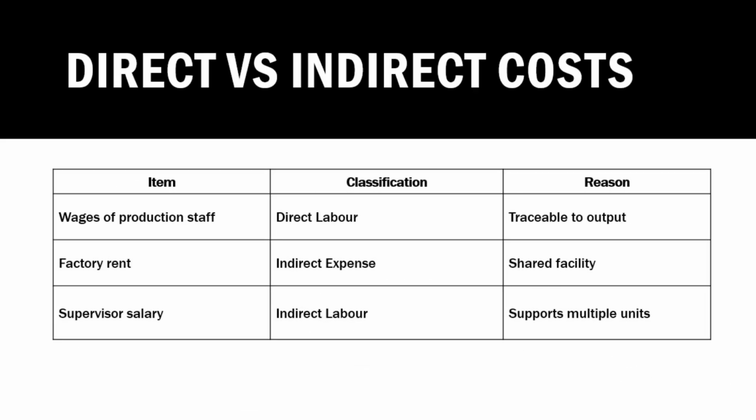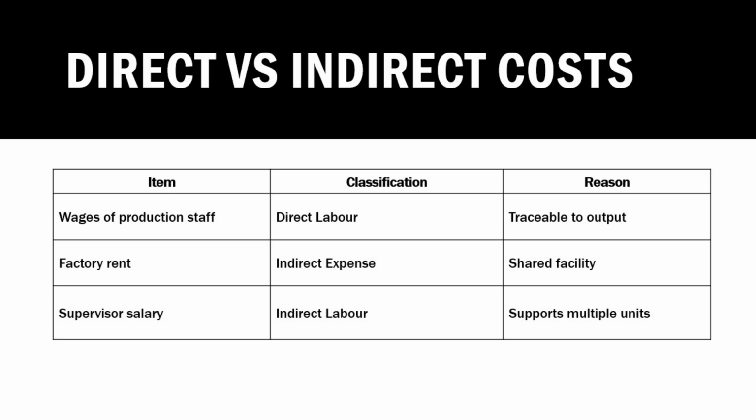Here we make it even more explicit with examples. Wages of production staff. This is direct labor. Why? Because you can link those hours directly to units produced. Factory rent. This is an indirect expense. Why? Because the whole factory supports all units, so the cost is shared. Supervisor salary. This is indirect labor. Because supervisors oversee whole areas, not one single unit.